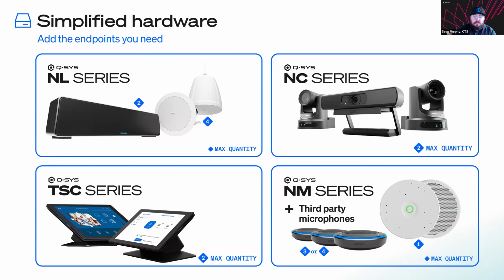So we have our NL series of networked loudspeakers, those being our SB42, our C4 in ceiling, and our P4 pendant. We have our NC series cameras. We have our NM series microphones, and spoiler alert, third-party mic support. I'll get to that in a bit. And then we have our TSC series touch panels. This is specifically the 7-inch and 10-inch panel are supported. And we can do a max of 2 of those, either 7 or 10, mix and match.